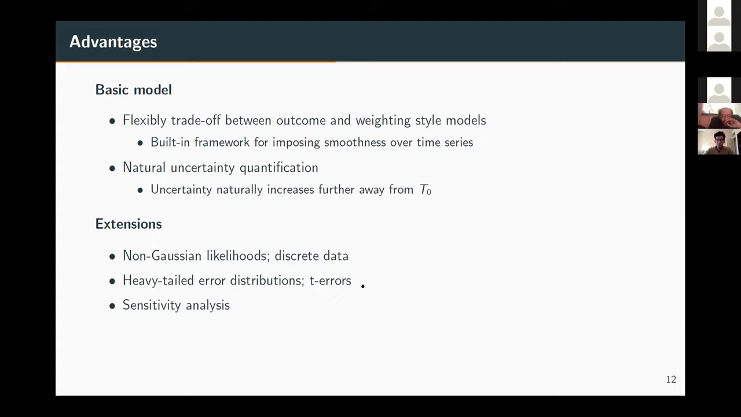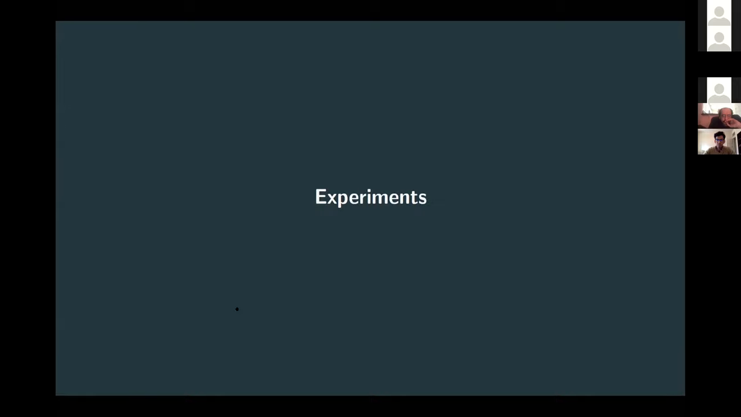In addition, you could think about changing the assumptions about the error terms. Right now, we're assuming that error is Gaussian and mean zero. You could instead think about using t errors, which are heavier tailed and so would get you a more conservative estimate of your error. And then sensitivity analysis, which I'll get into a little bit later. Okay, I'm going to pause before I get into experiments and offer time for questions if anybody has anything.